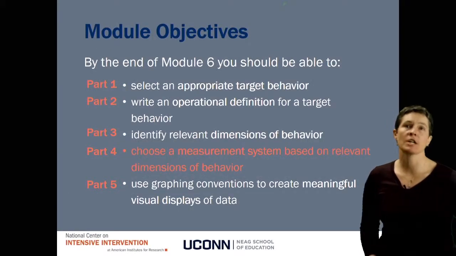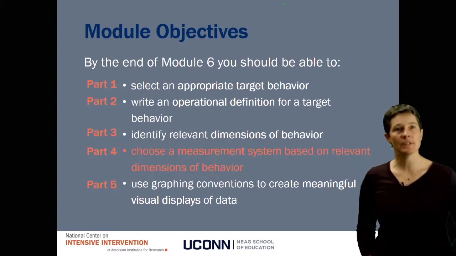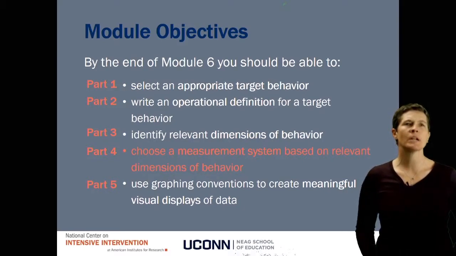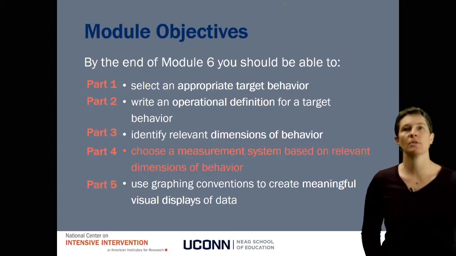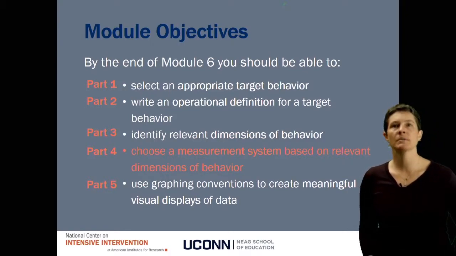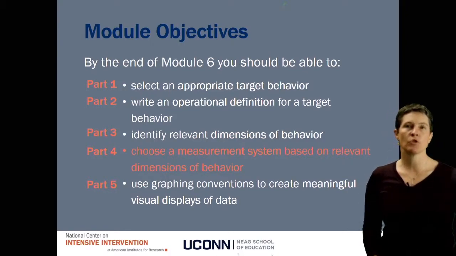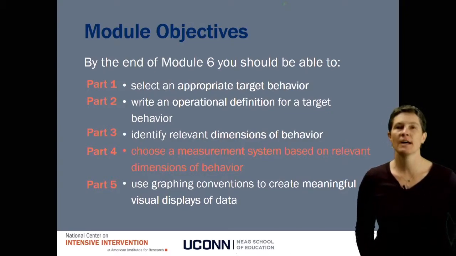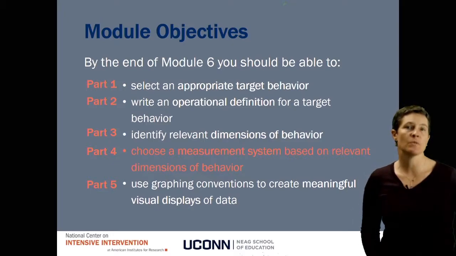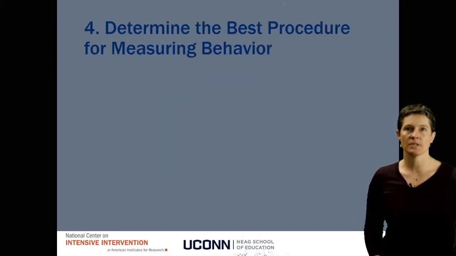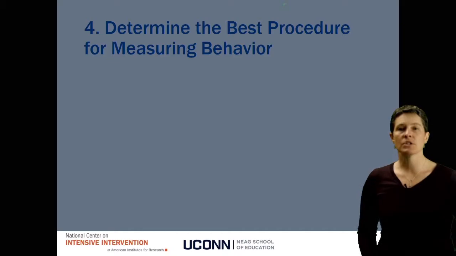So you just finished talking with Dawn about identifying the relevant dimensions of the behavior and really zeroing in on which part of the behavior is causing the problem and which part we really want to measure. We're going to use that information to inform how we choose a measurement system here in part 4, and then we'll wrap it up in part 5, thinking about how we display this information and how we use it to make decisions.